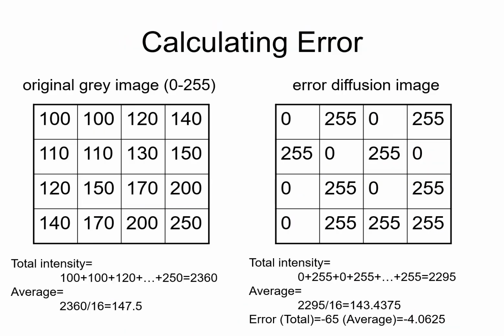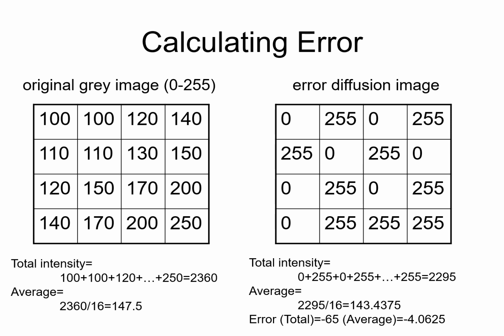We will now calculate the error of the new image. The input image is the one that we can see on the left-hand side, and we just carried out error diffusion dithering on that image to produce the black and white image that we can see on the right-hand side. We will follow the same process as before, so we will work out the total intensity of the input image, and that is 2360, and we'll work out the total intensity of the new image, which comes out at 2295.